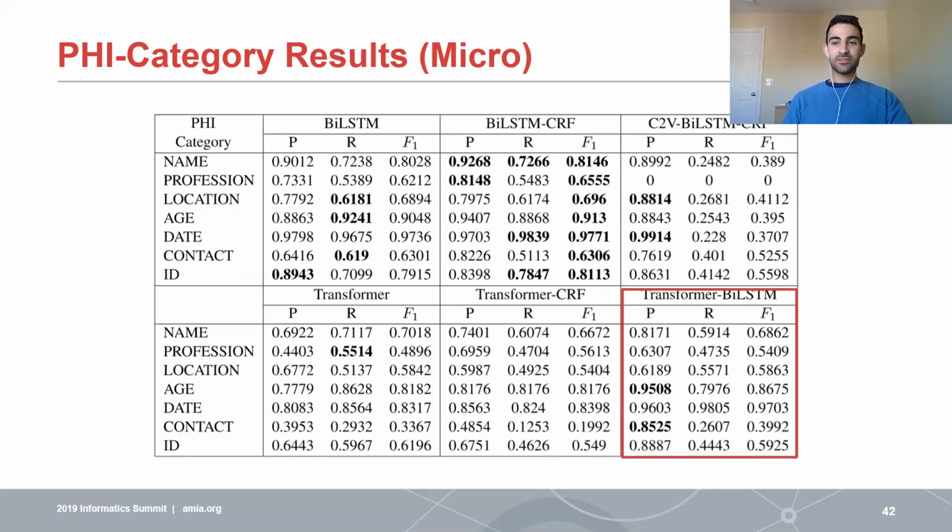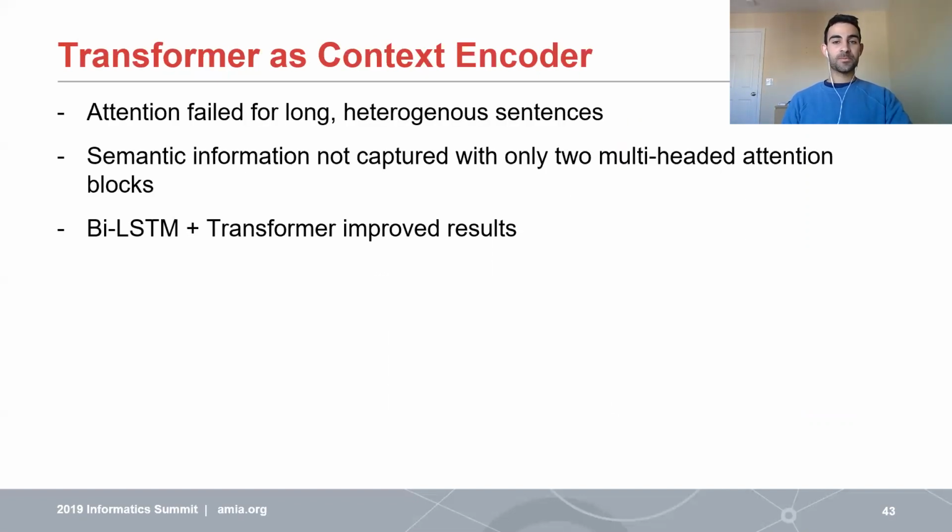The addition of a transformer to the context encoder in Transformer BiLSTM improved precision in both age and contact categories. Character embeddings significantly improved the precision of location and slightly improved the precision of date, yet suffered tremendously in recall as a consequence. BiLSTM had a higher recall than BiLSTM-CRF in three categories. Let's dig deeper into some of these results.